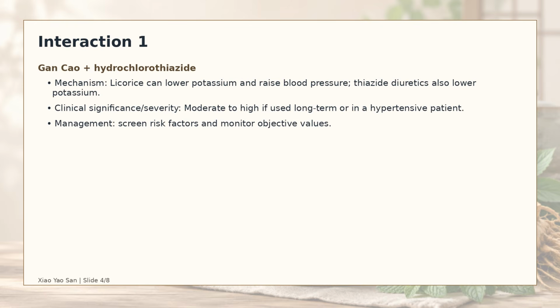Interaction 1. Gancao and hydrochlorothiazide. Mechanism. Licorice can lower potassium and raise blood pressure. Thiazide diuretics also lower potassium. Clinical significance. Moderate to high, if used long-term, or in a hypertensive patient. Management. Identify high-risk patients, avoid duplicate herbs, and monitor symptoms and objective values when relevant.